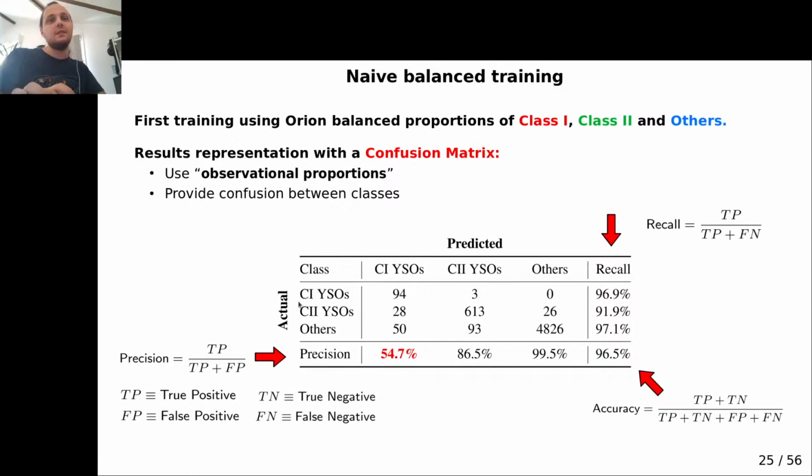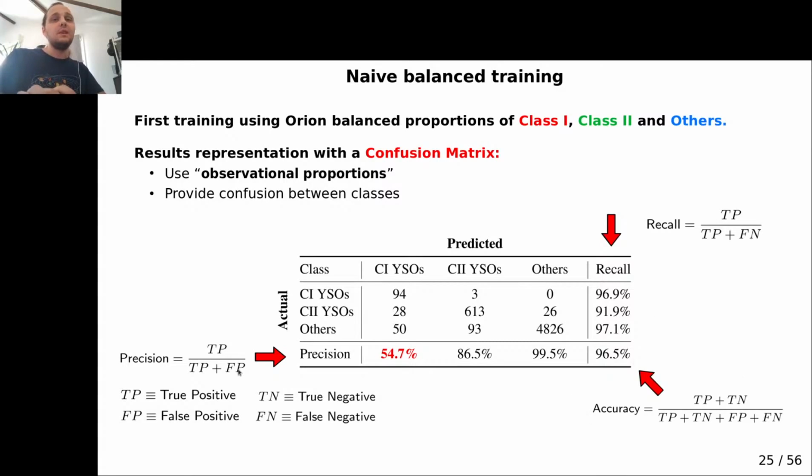You have as rows the genuine class from the labeled dataset. So all objects in this first line are true class 1 YSOs, and each column corresponds to the class in which the objects were predicted by the network. You can see that we have 94 genuine YSOs that were actually predicted as class 1 YSOs by this network. And this confusion matrix allows us to construct quality estimators. So we have the global accuracy, which is most of the time not a good idea to use as our single quality metric.